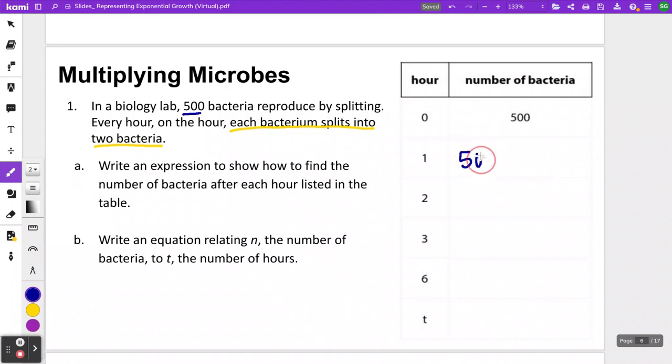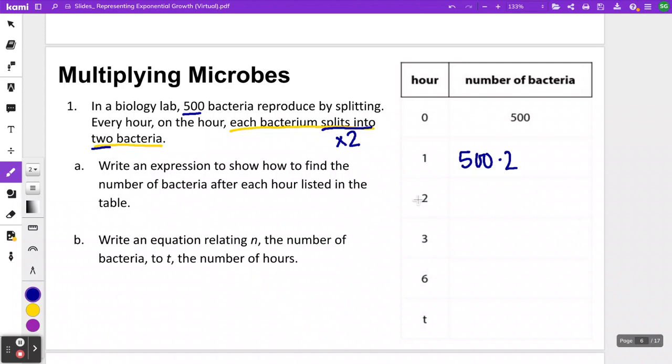And I got 1,000 by doing 500 times 2. The idea of splitting into 2 bacteria means I'm multiplying by 2. So this multiplication problem I wrote here, that's really what I'm more focused on. I'm going to have you go ahead, try hours 2, 3, and 6. Pause this video to do those now, and then come back when you're ready to discuss.